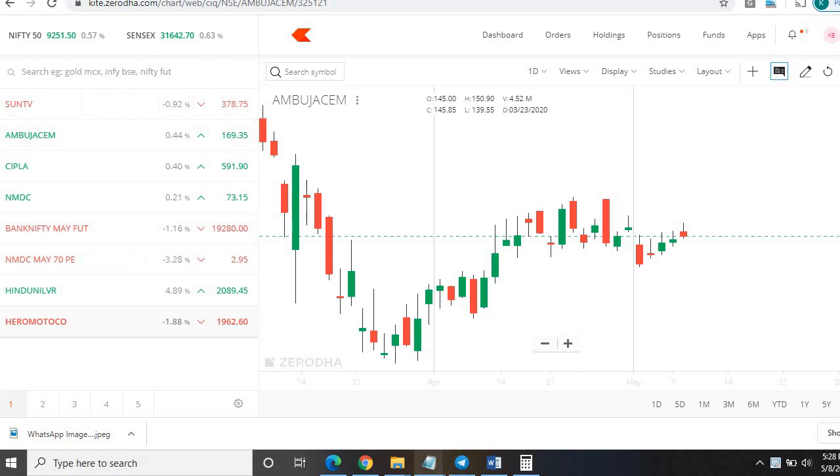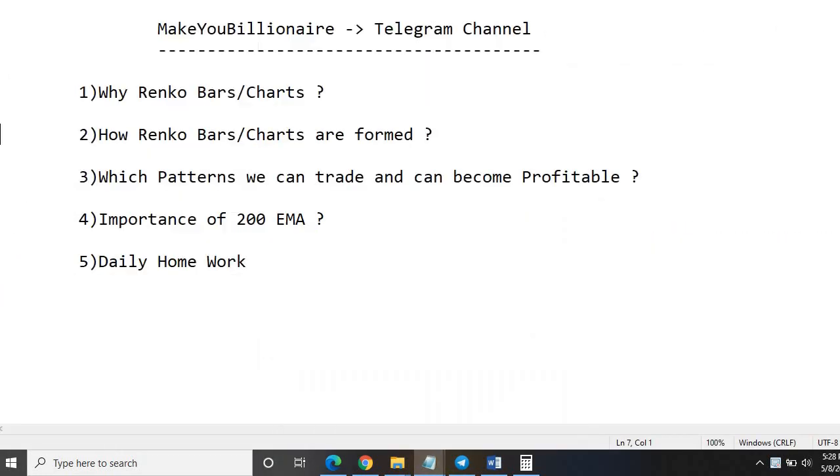So today we are going to learn about Renko charts. The main agenda of my discussion today is, first of all, we need to understand why Renko bars or charts, and how Renko bars or charts are formed, which patterns we can trade and become profitable, and the importance of the 200 EMA, or exponential moving average. And for the next day trading section, we have to do some kind of homework to understand what trade we are going to take and which level we are going to take. Everything we are going to look into that.